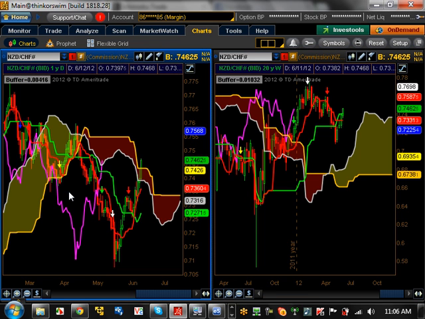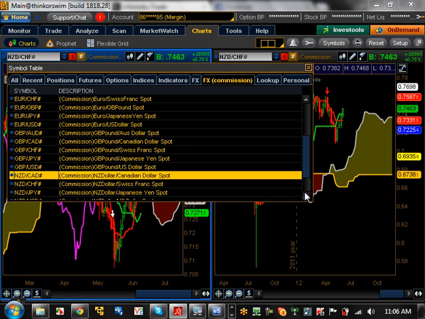New Zealand Swissy, nothing really going on. Another one of these boring Swissy pairs. So we're just going to keep on moving forward.